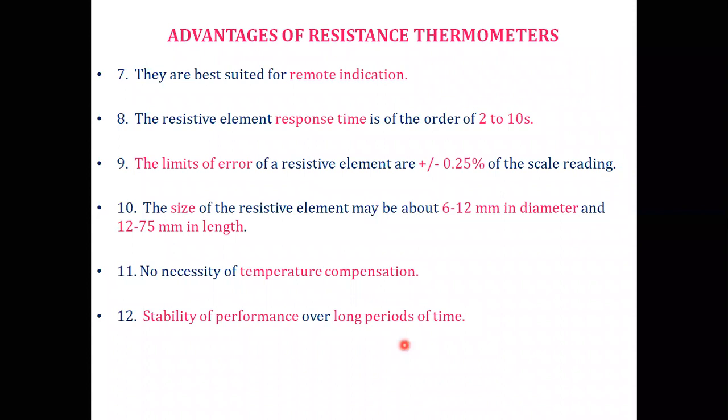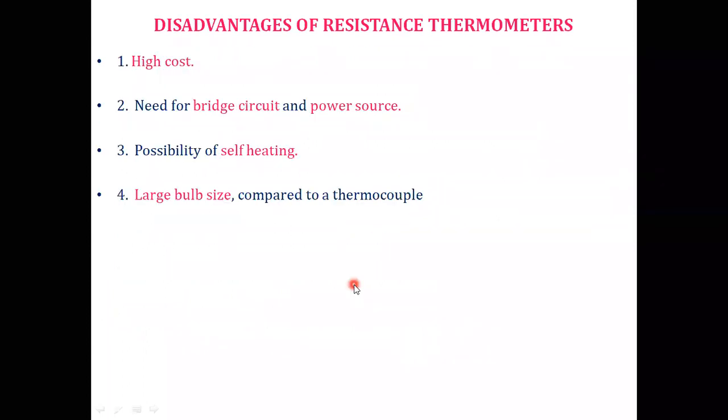Stability of performance over a long period of time is also very good for this resistance thermometer. Stability of performance is very high. Disadvantages of this resistance thermometer: its cost is high, need for bridge circuits and power sources. We need to have the bridge circuit as well as power source. External power source is also required. Possibility of self heating is also there.